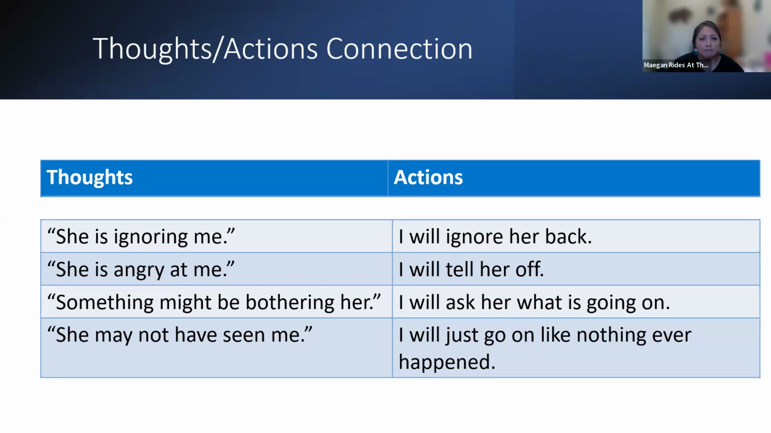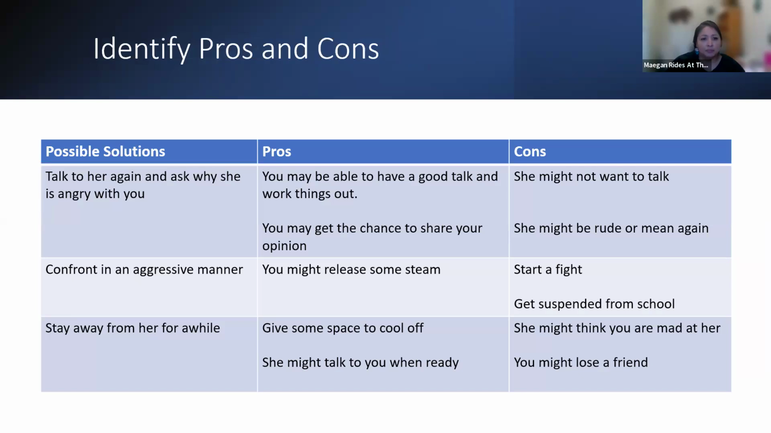And then we have them rate the pros and cons of the various solutions. We could talk to her again and ask why she's angry, or what's going on. Really think through the pros and cons. We would confront her in an aggressive manner. What would be the pros and cons of that? What would happen if we just stayed away from her for a while? What would be the pros and cons of that?